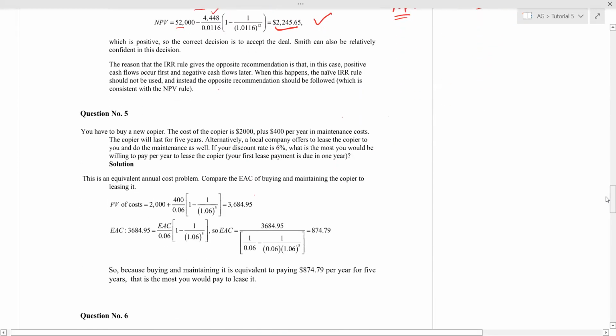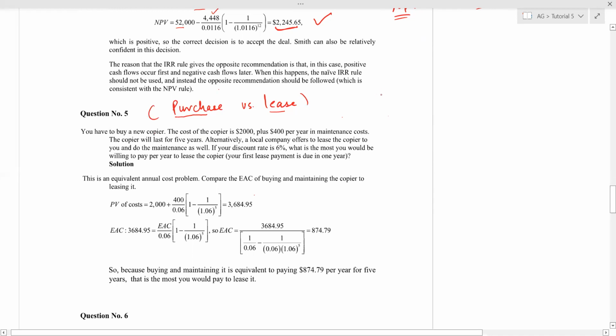Next. So you have to buy a new, this question is basically the decision between purchase versus lease. Okay, sometimes you also have to make an investment decision to either purchase an equipment or lease it. So this question is dealing with this concept.